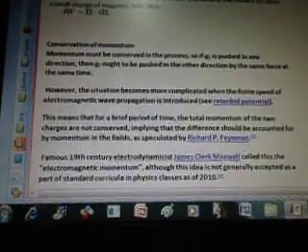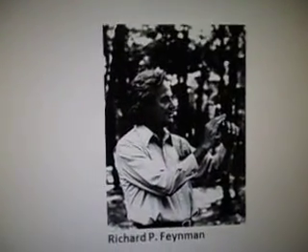This means that for a brief period of time, the total momentum of the two charges is not conserved, implying that the difference should be accounted for by the momentum in the fields, as speculated by Richard P. Feynman. And there he is there. That's what he looks like.